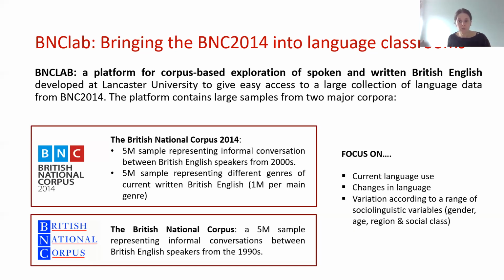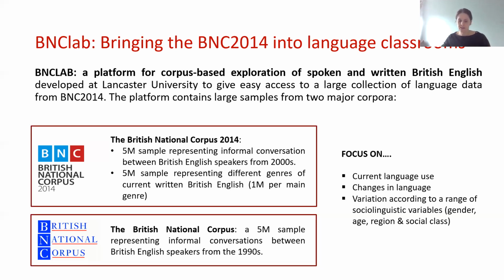But what we also included in BNClab is a sample from the original British National Corpus that was built in the 1990s. We included a 5 million sample representing informal conversations between British English speakers from the 1990s. So this is directly comparable with the 5 million sample of more current speech from BNC 2014.